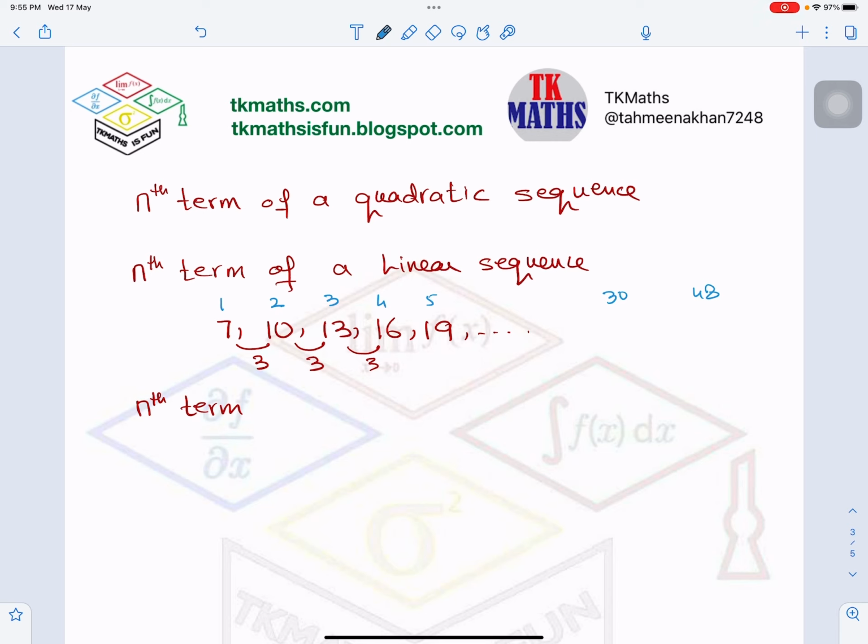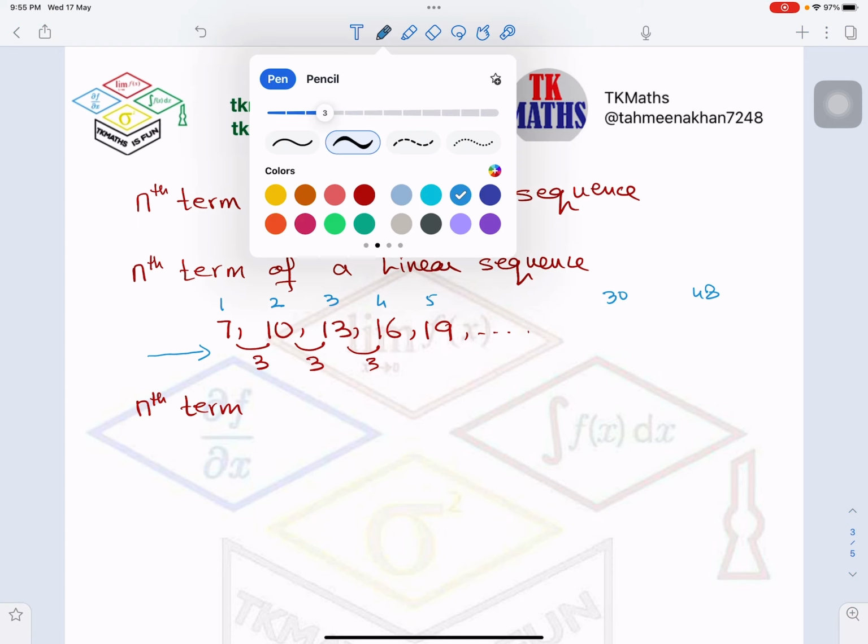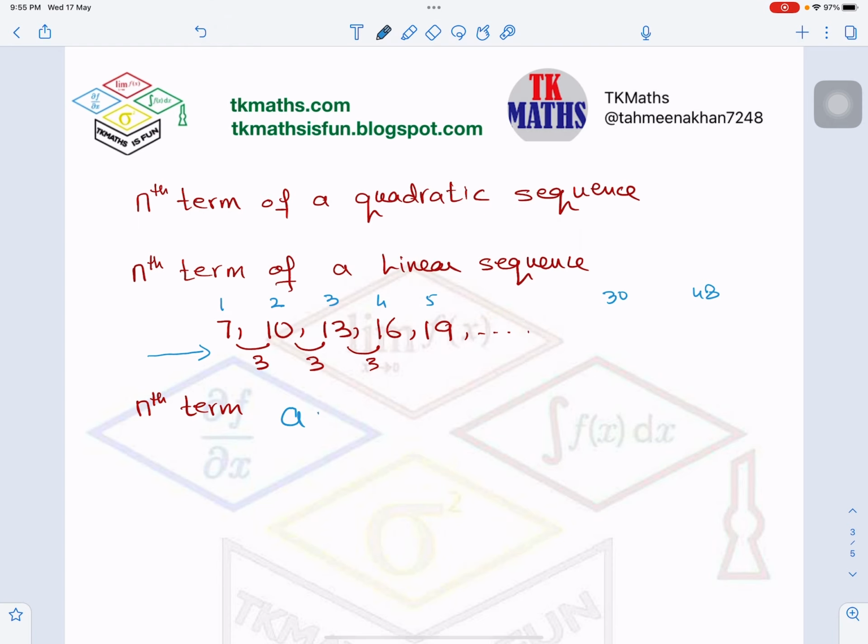So if your difference is common in the sequence, then the formula is a plus (n minus 1) d, right? a represents the first term in the sequence. In this case it is 7. And d represents the difference, which is 3 in this case. So now if you simplify it, it will become 7 plus 3n minus 3, which is 3n plus 4.